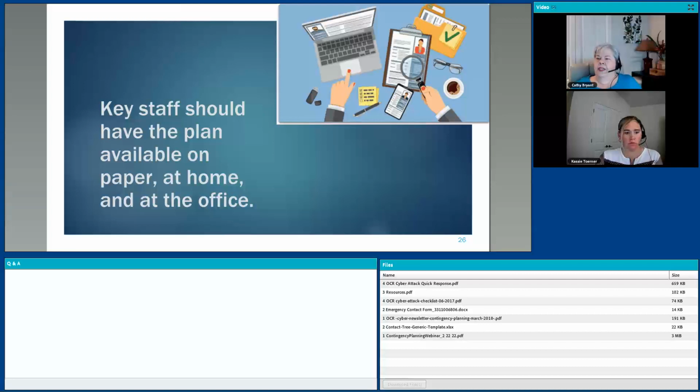We've already mentioned this, but once that plan is developed, you want to make sure that your key staff have it available on paper and at home, and not just at the office. Because if it's a natural disaster, as many of us experienced a year ago with ice and snow, we might not be able to get to the office to get to our plans.